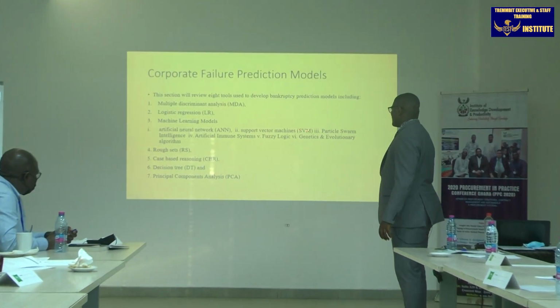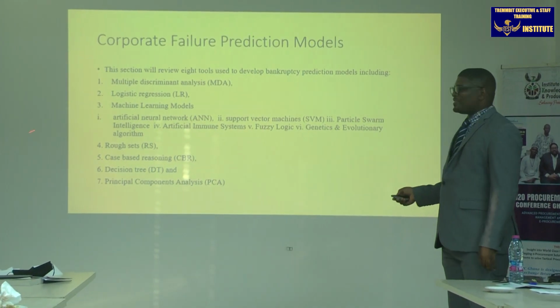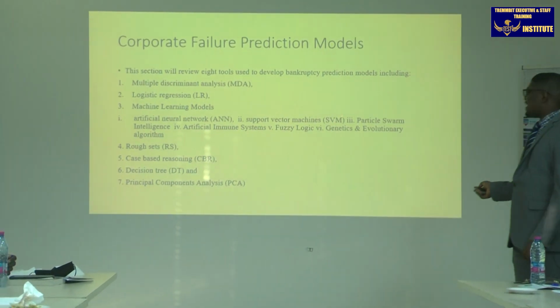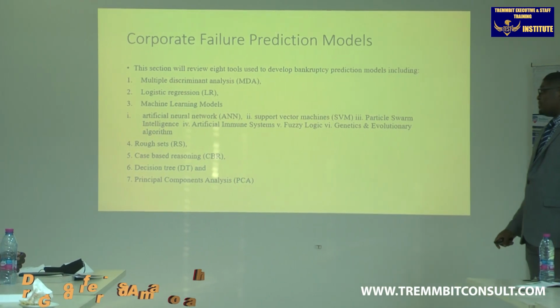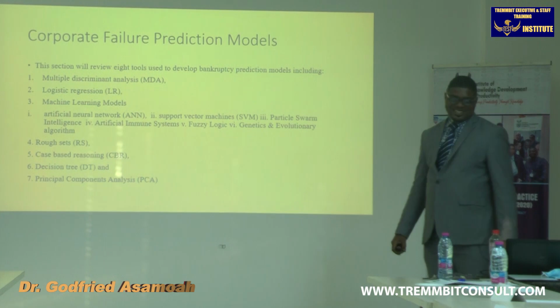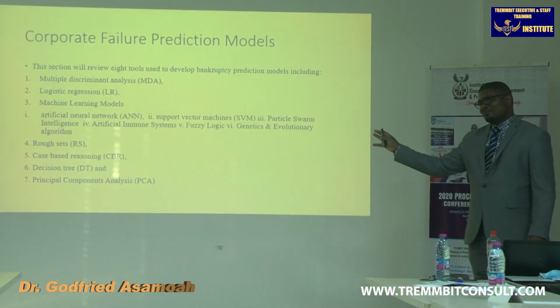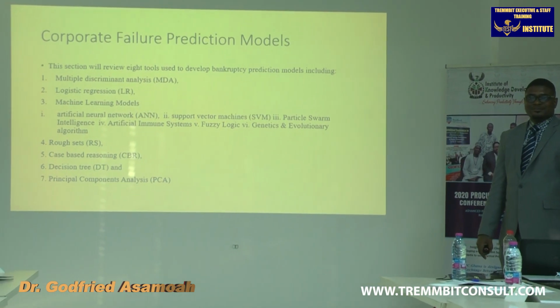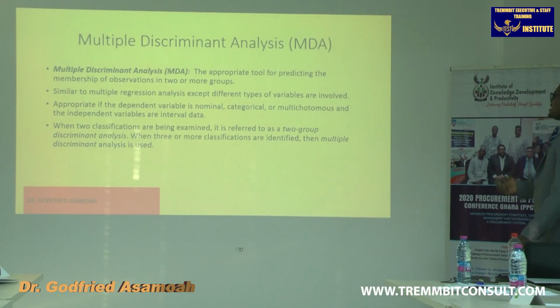Artificial neural networks, support vector machines, particle swarm intelligence, artificial immune systems, fuzzy logic, and then the genetic and evolutionary algorithm, case-based reasoning, decision tree, and then principal components analysis. This is powerful, I'm telling you. So let me just briefly talk about them.